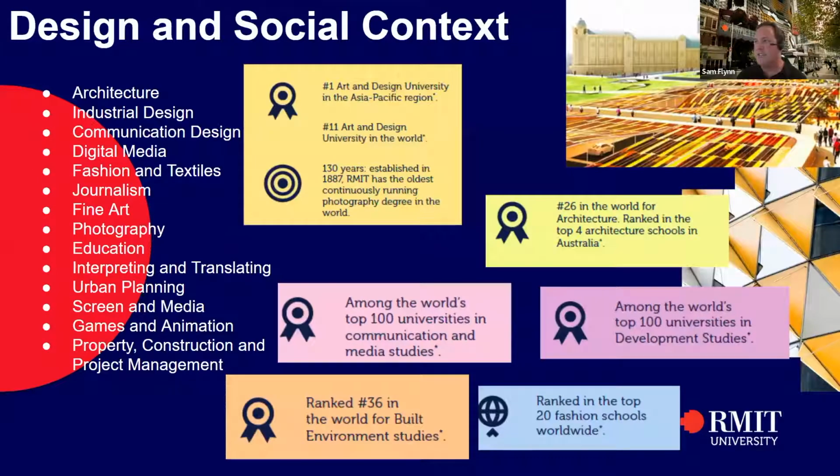Design and social context is the third college, and it specializes in architecture, communication, fashion, textiles, digital media, and the other list of programs that you can see there. So we're ranked number 1 in art and design in the Asia Pacific region and 11 in the world. We're ranked number 26 in the world for architecture and ranked in the top 4 architecture schools in Australia. So we're very well known and have a very good reputation in terms of architecture and design.